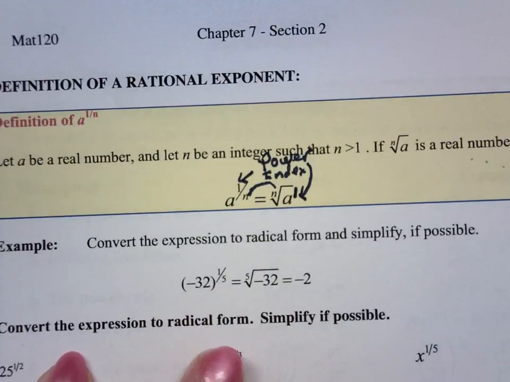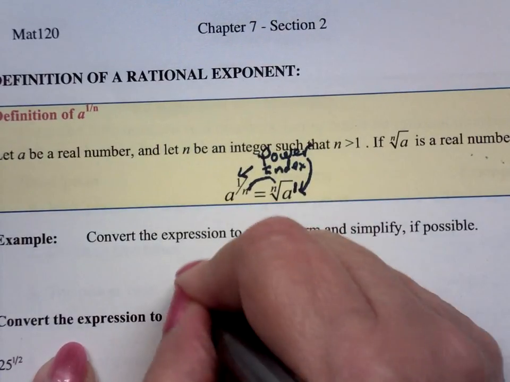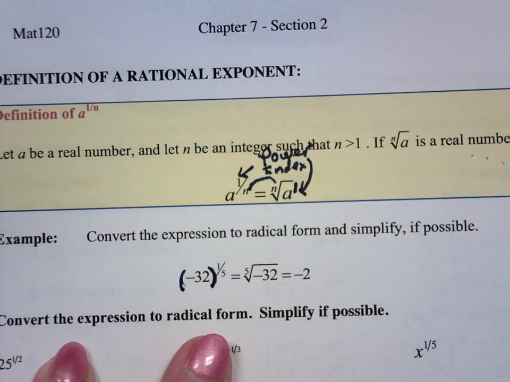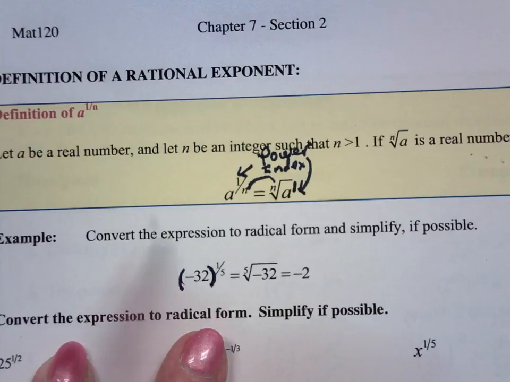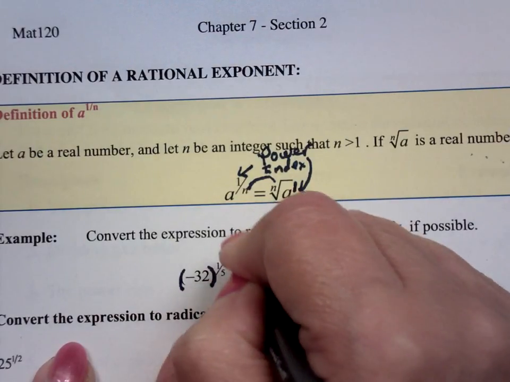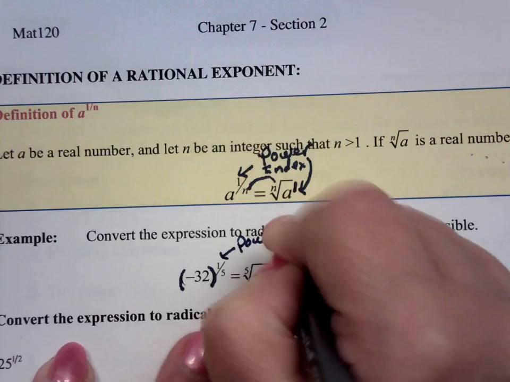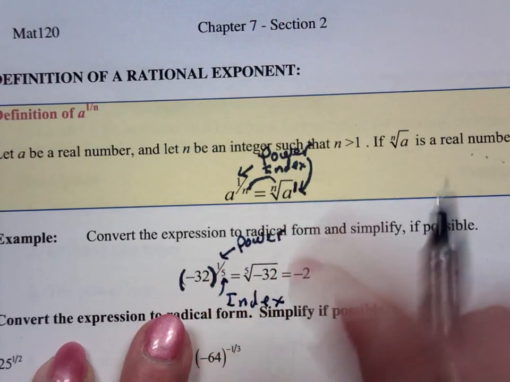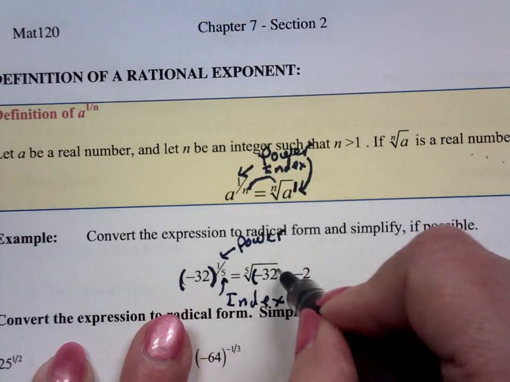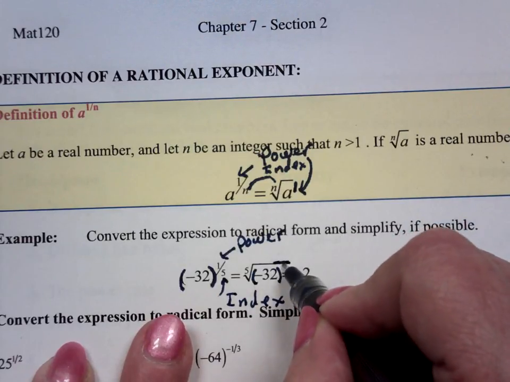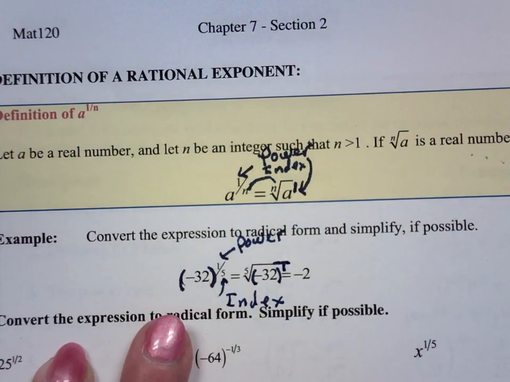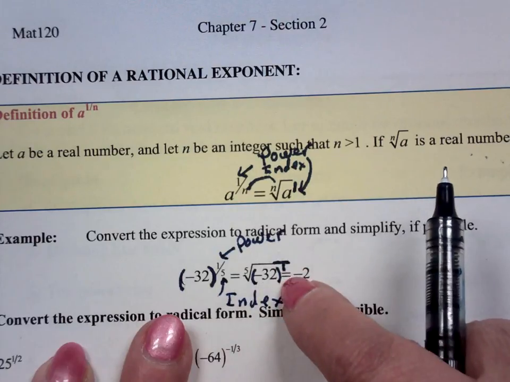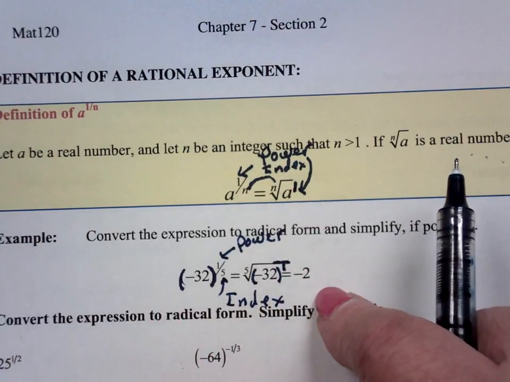It says convert the expression to radical form. Now what you notice is I have a set of parentheses. I do not care what's in the parentheses, by the way. That would be your radicand. The numerator is the power. The denominator is the index. So what you have is negative 32 in parentheses to the 1 power, and the index is 5. So I'm taking the fifth root of negative 32. The fifth root of negative 32 is negative 2.